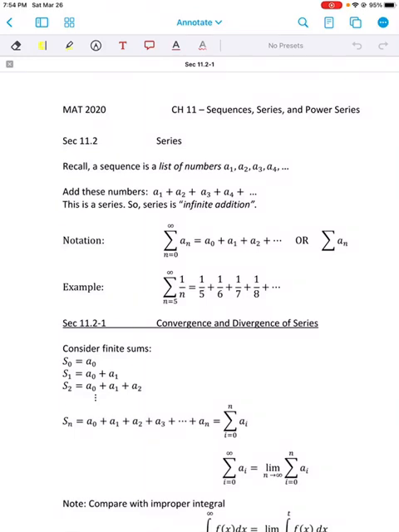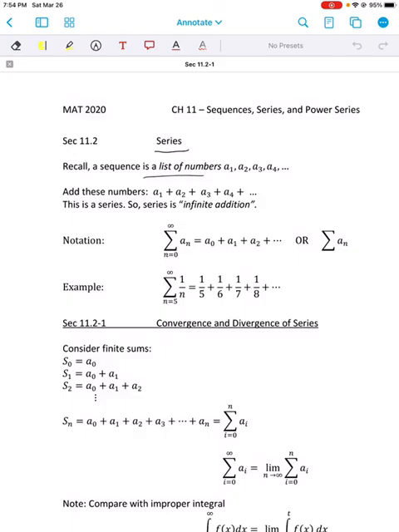Section 11.2, series. So what is a series and how do we compute a series? How do we say that the series is convergent or divergent? It is related a little bit to the sequence. So in the last video, we saw what a sequence is.